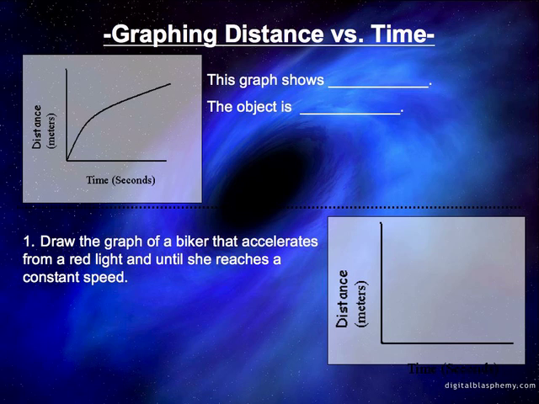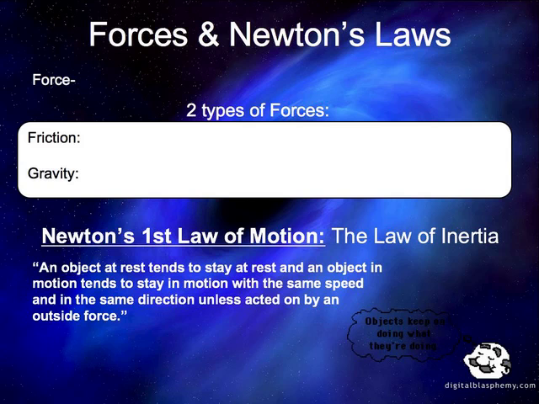All right. This graph. What does this show? Acceleration. Deceleration. Why deceleration? Because the line starts off steep and gets less and less steep. It's a rainbow shape. We could draw a graph of a biker accelerating from a red light, reaching a constant speed. That's what it would look like.